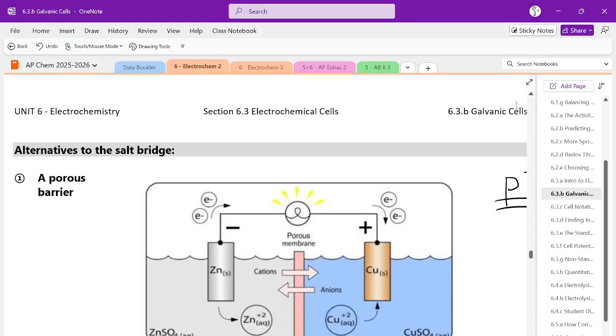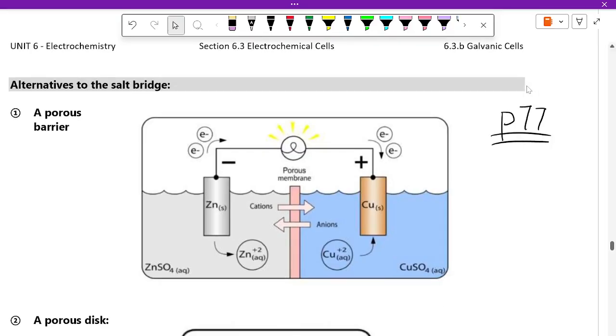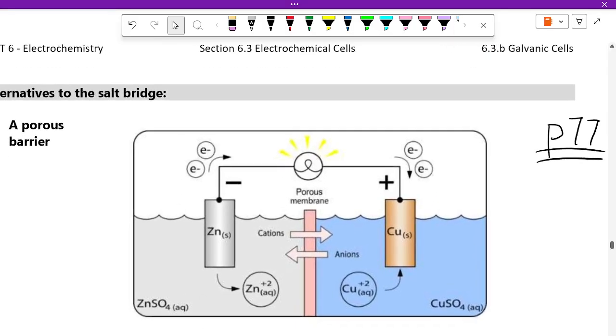Because you will come across them possibly on your test, certainly maybe on the AP exam, and you don't want to be flummoxed by it. You don't want to be like, where's my salt bridge, right? Because if you look at this thing, you're like, there is no salt bridge. There's not even two beakers, except there kind of are, okay?